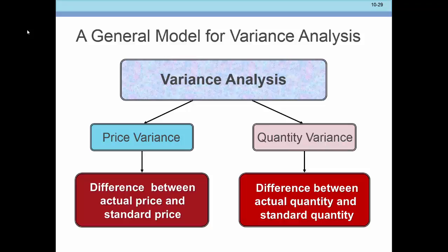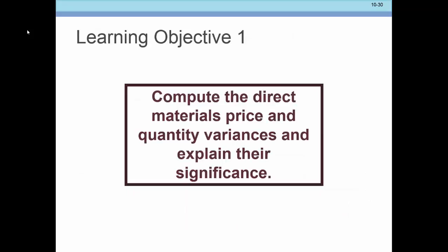Okay, ready? Okay, so we come over and we first are going to go ahead and compute the direct materials price and quantity variances. Then we'll do it for labor, and then we'll do it for our variable portion of our manufacturing overhead.